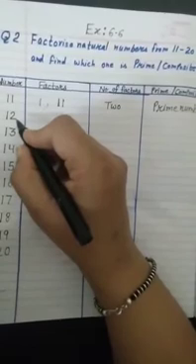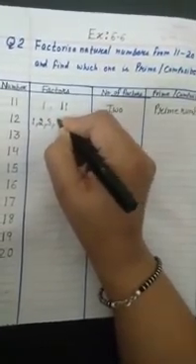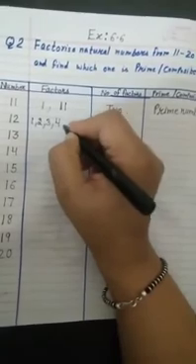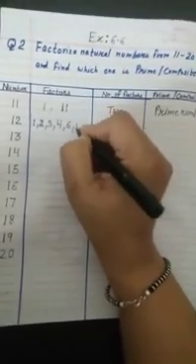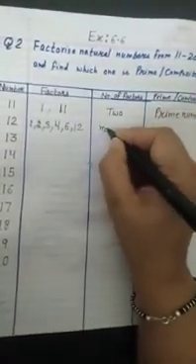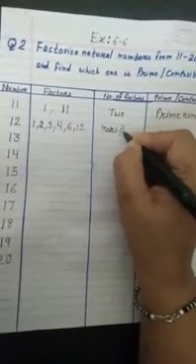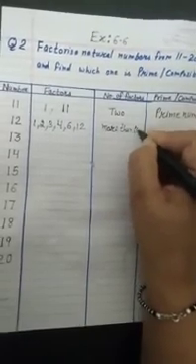Now next we have 12. It will go on 1, then on the table of 2, then 3, then 4, then 6, and then 12. Now here we have more than 2 factors. Now here we will write more than 2. When we have more than 2 factors, the number will be a composite number.